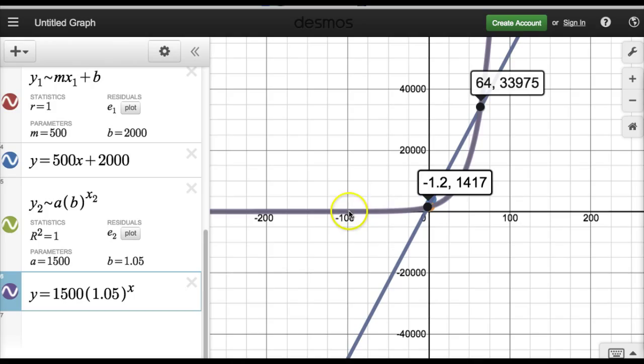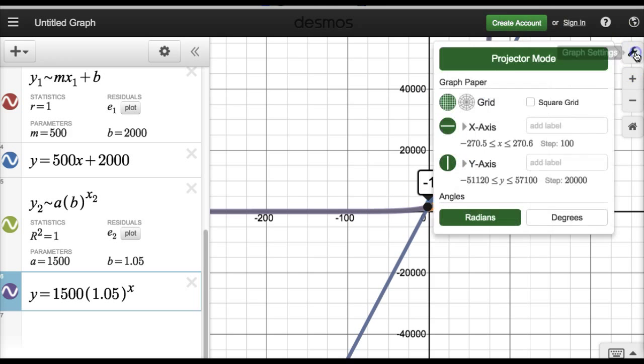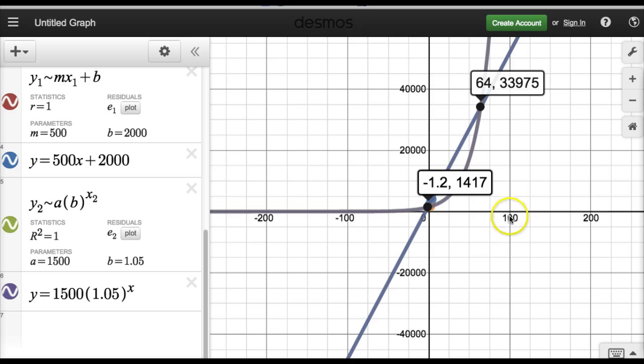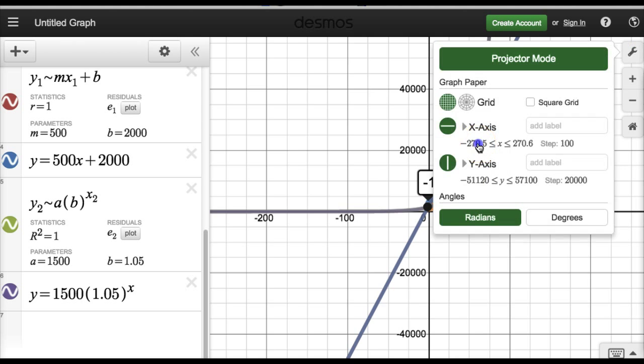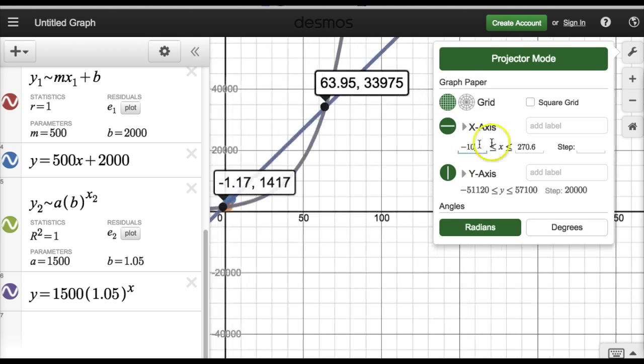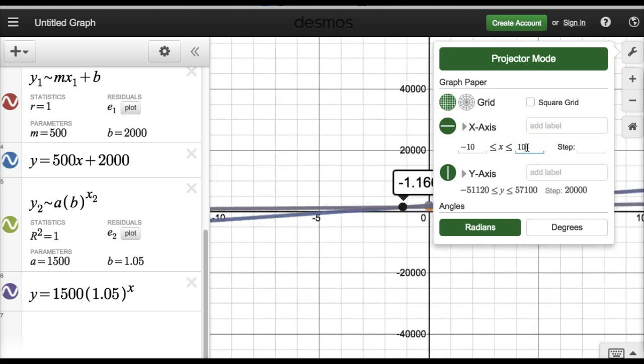And if you want your window to be from, why do you want the negatives, right? Because it's not like you want to find out how much money you make in negative 100 months. So we can just start with something else. Oh, but wait, where's the answer? Like around here. So I could go up to 100, right? So x-axis, I will start with like negative 10 and then I will go as far as 100.